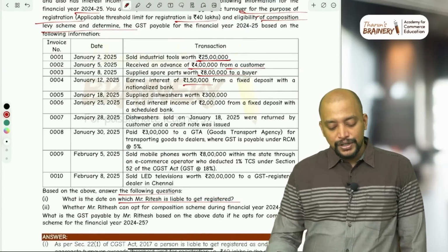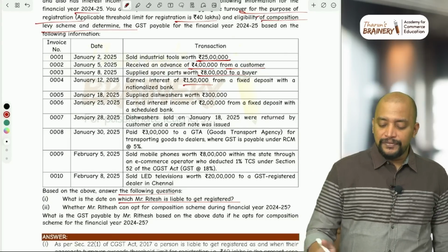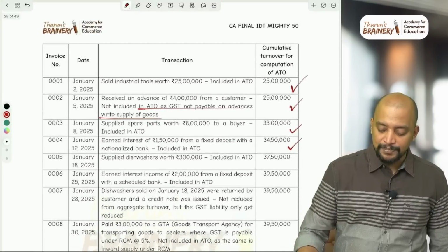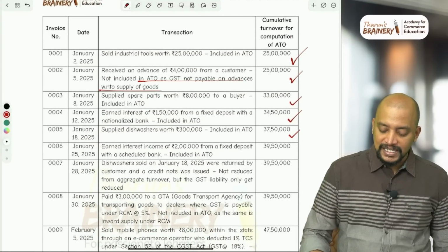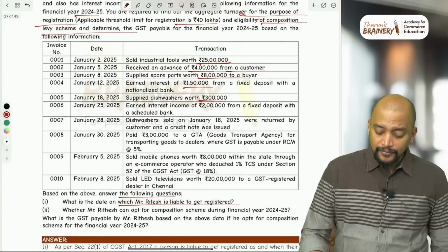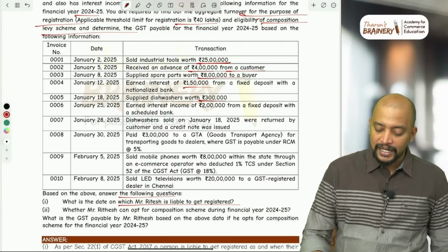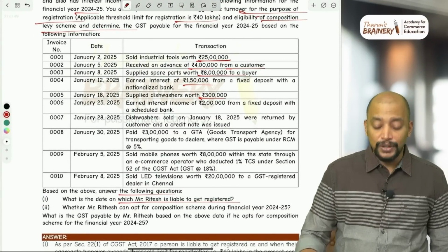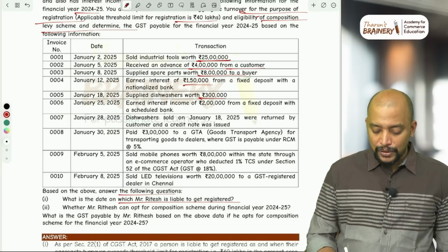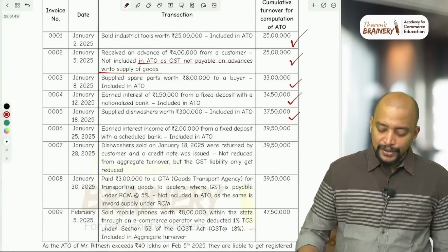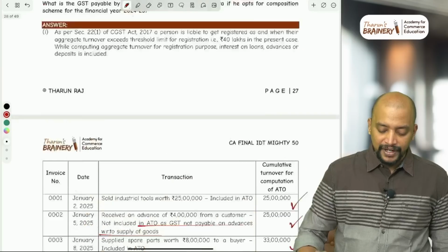Then supplied dishwashers worth rupees 3 lakhs. So sale of dishwashers, 3 lakhs, is also part and parcel of aggregate turnover. So 37,50,000. Then earned interest income of rupees 2 lakh from a fixed deposit with a scheduled bank. So again, interest on loans, advances, deposits will be included in the aggregate turnover, 39,50,000.